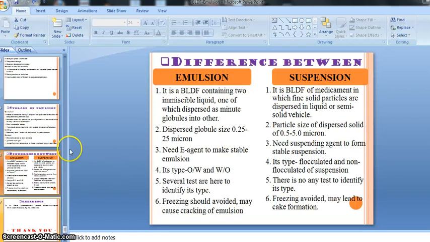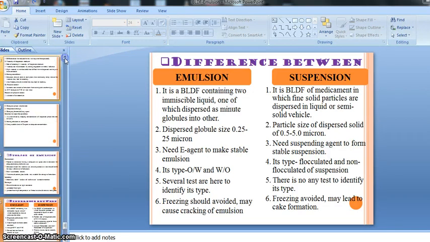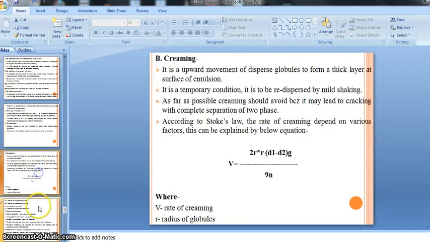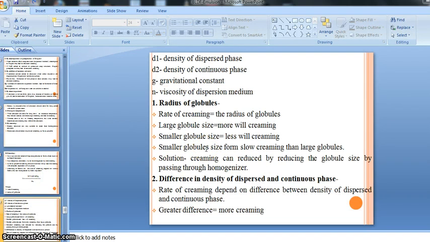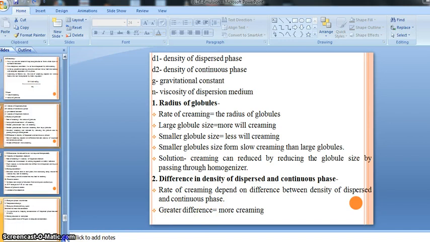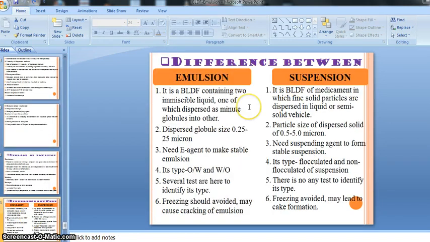So today we discussed creaming, phase inversion and storage of our emulsion, right? The remaining portion, the last topic of our chapter, the difference, will be discussed in our next lecture. So thank you.